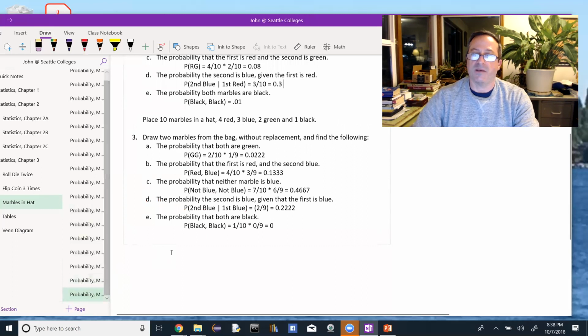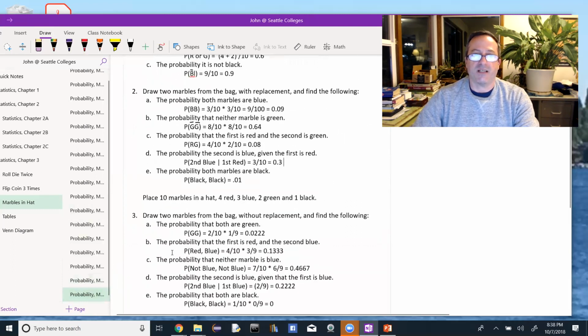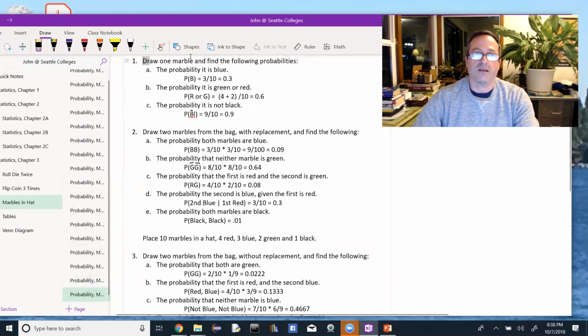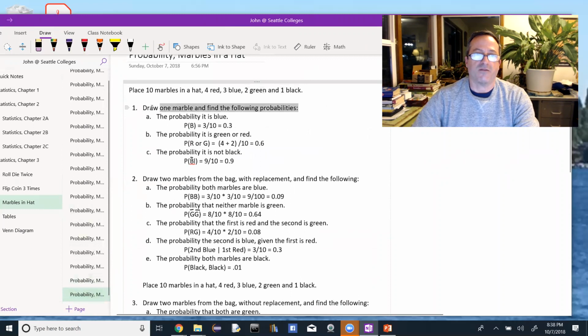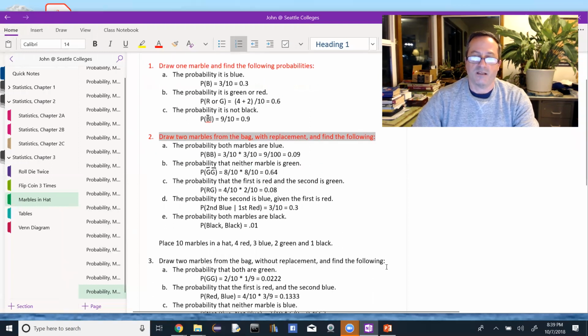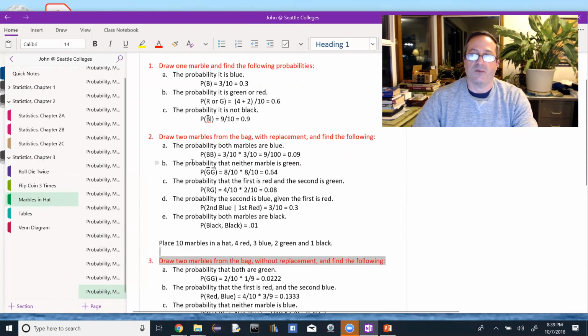And that's the whole problem. I would reiterate the 3 different parts of this problem. One, when you're just drawing one marble, usually pretty straightforward. The next part, where you're drawing 2 marbles with replacement, and that part has to do with independence. And then the last part, you're drawing 2 marbles without replacement, which can change both the numerator and the denominator depending on what happens within the draw.